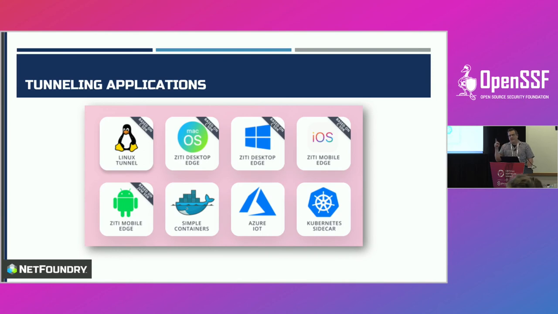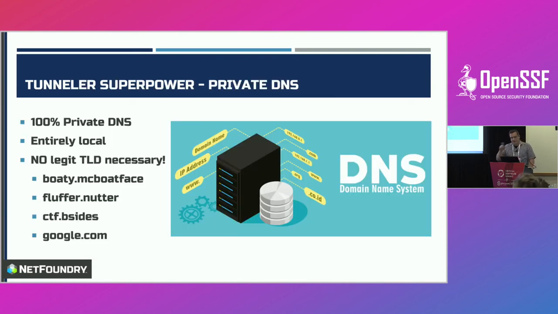Obviously, we have all the major operating systems in mobile, too. There is one really cool superpower of tunnelers, and this is private, authenticated, authorized DNS. So when you have a tunneler and when you have a Zero Trust application, one of the really neat things that I showed you before, that addressability, I can just make up the word Jenkins.